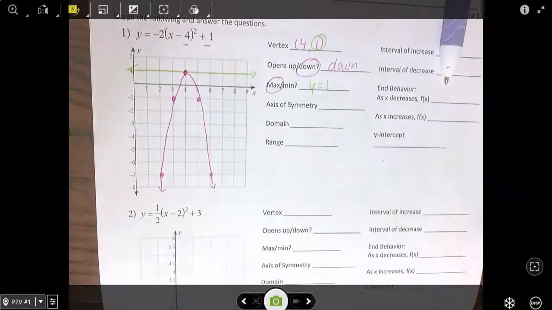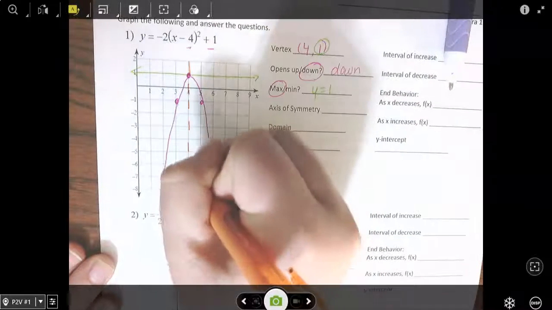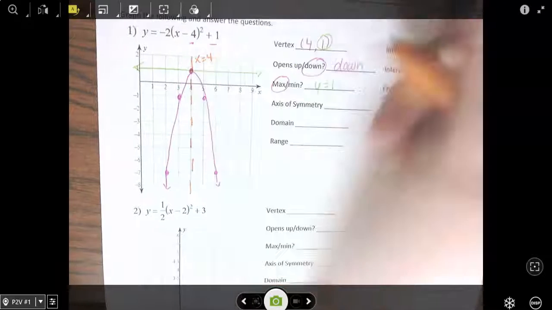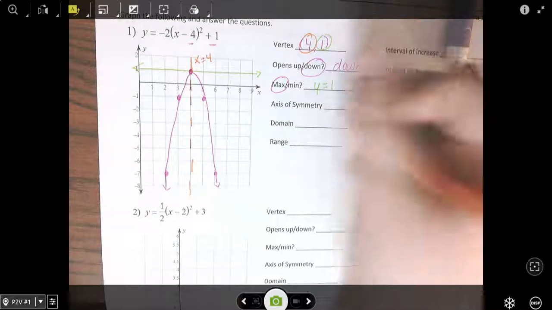Your axis of symmetry is going to be, if you cut the graph in half, what vertical line makes both sides of this graph symmetrical? And that's going to be at x = 4. Again, that's the x coordinate of your vertex.